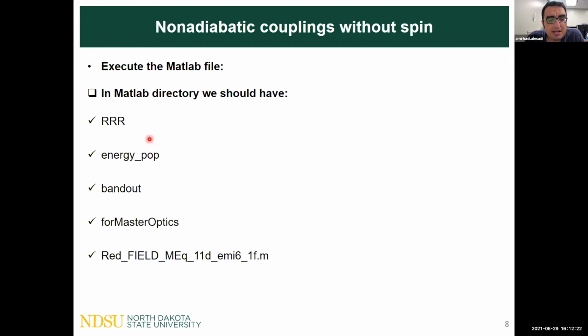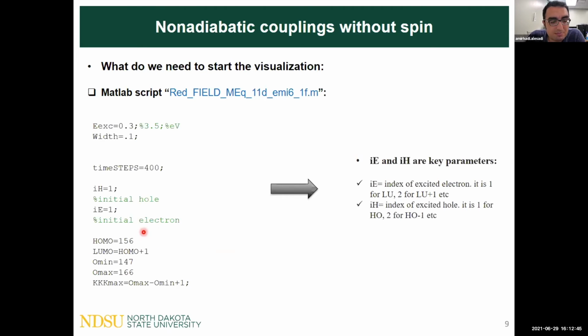So to execute the Matlab file, we have a Matlab file, Redfield, in the bin directory, and we need 4 more files in the same directory with the Matlab script: RRR, energy pop, bandouts, and four master optics. After that, we can just adjust a few values in the Matlab script.